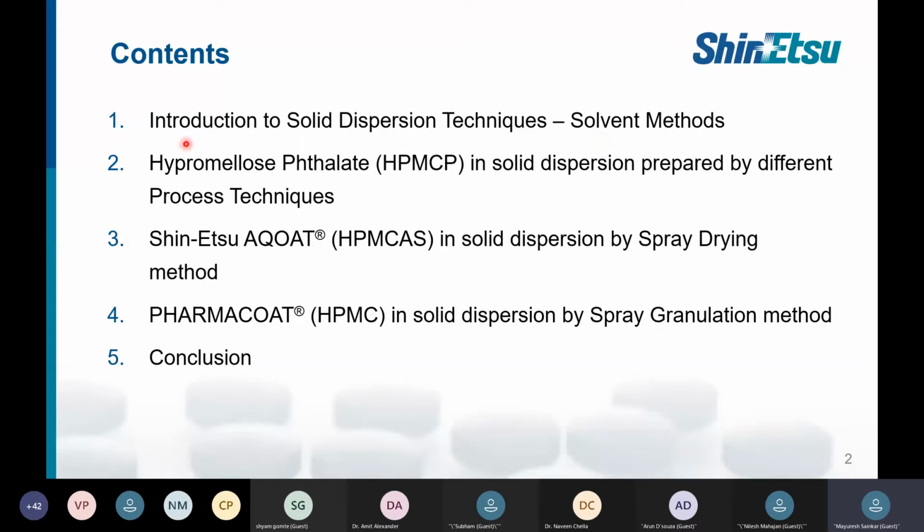And apart from that, the presentation will be related to the hypromellose phthalate, how it is being used in the different process techniques. Then similarly, how our HPMC is being used in the spray drying method specifically. And the third emphasis will be on the spray granulation method, where application of Pharmacoat, that is low viscosity HPMC, will be considered.